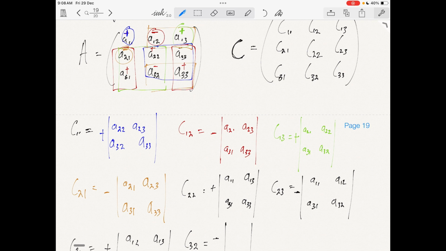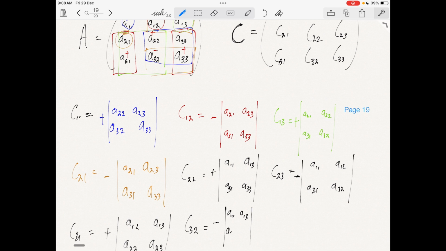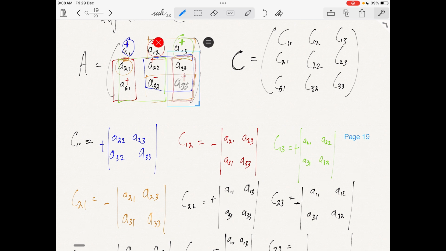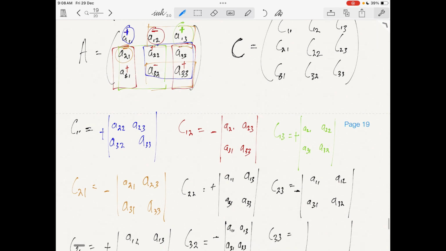Now let's consider C32. Remember the sign here is negative, so we apply our negative there. When we consider C32, we look at the horizontal and the vertical. What values do we have left? We have A11, A13, A31, A33. Then C33: the sign is positive. When we consider A33, we look at the horizontal and the vertical. What values are we left with? We are left with A11, A12, A21, and A22.